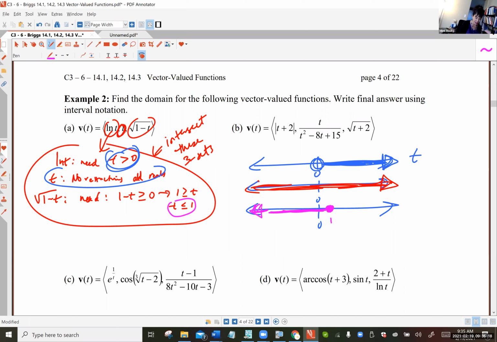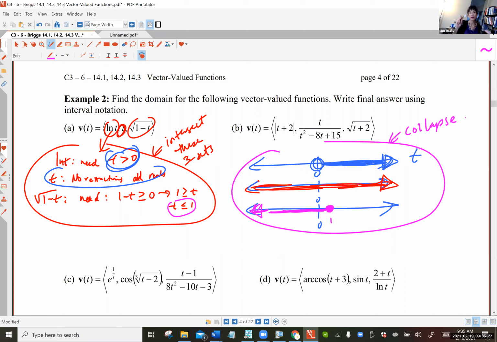Now, if you collapse all three of these number lines into one big number line, what values of t would take on all three colors? What values of t would be blue and red and pink? Bluish, reddish, pinkish. I don't know, that might be a weird color. That would be the intersection.